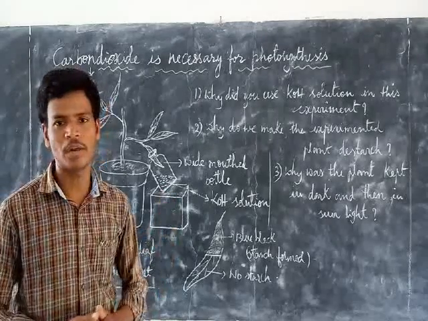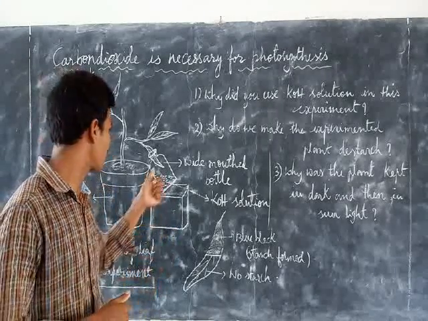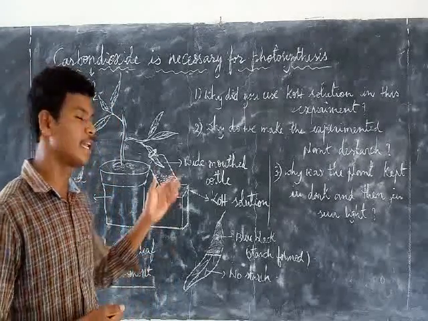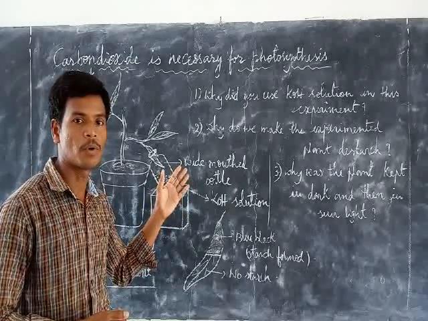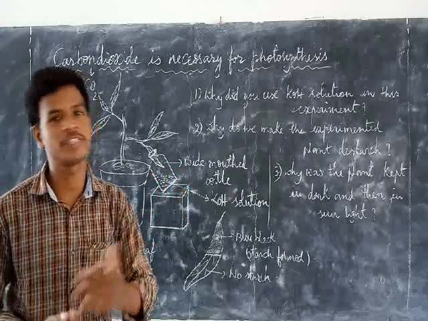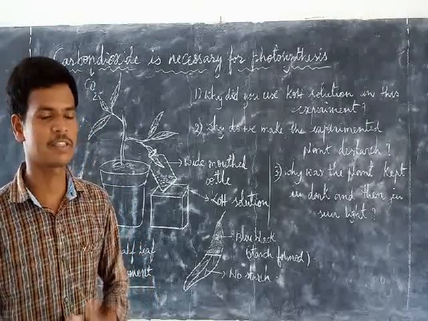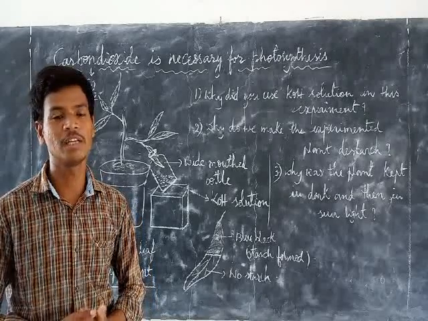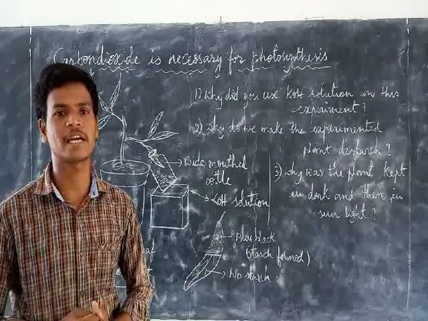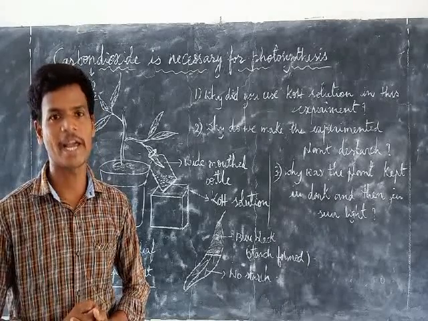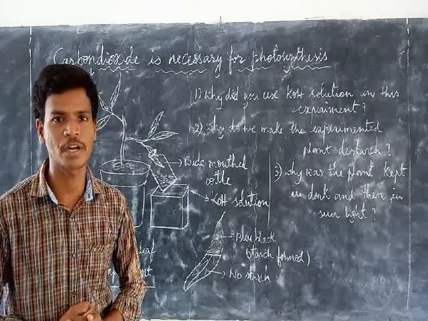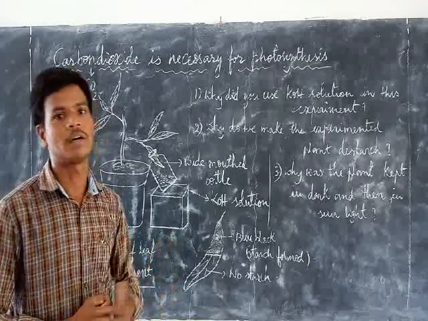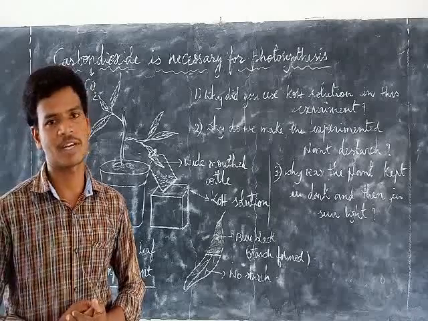In the absence of KOH in the transparent bottle, what will happen? Can you guess? There is no good result. What does this result mean? Identify. In this activity, we study one of the essential gases, carbon dioxide. Carbon dioxide is essential for the process of photosynthesis. So far we have studied this topic in our previous class.